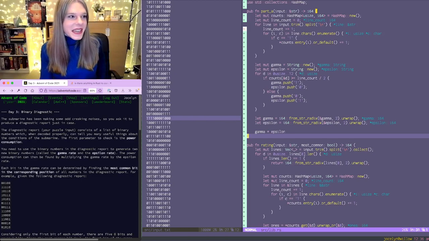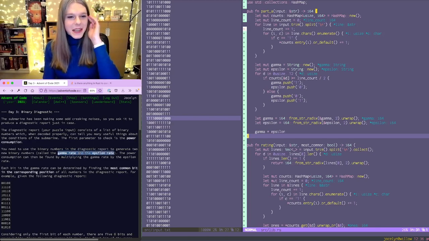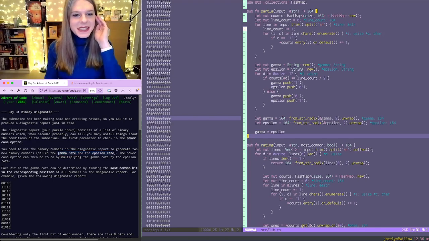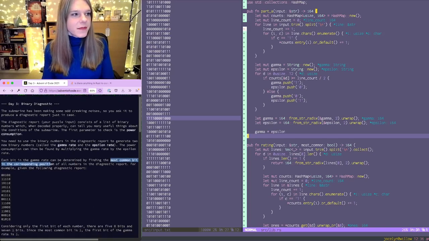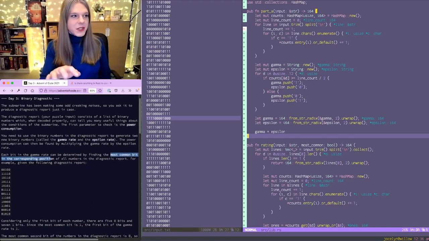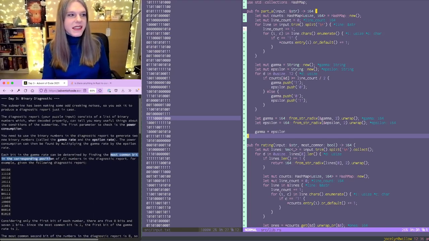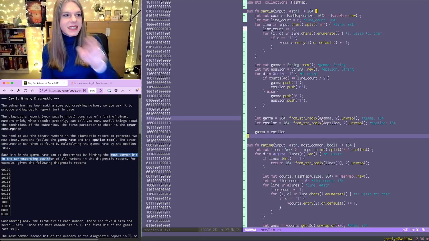So in this case, what we're trying to find in part 1 is the power consumption, which is the gamma rate times the epsilon rate. And what are these? Well, the gamma rate is the most common bit in the corresponding position, laid out into a binary number, and then that interpreted as a number.